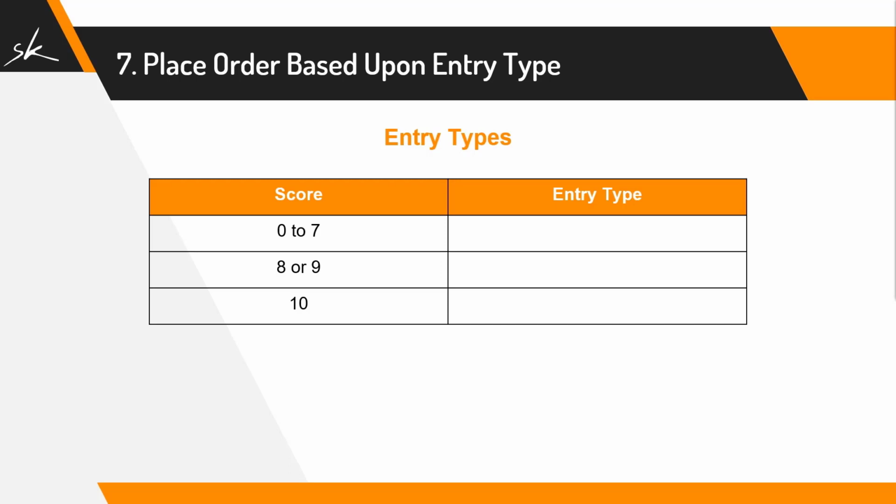Entry type will be as per the booster scoring. If the score is from 0 to 7, we will not trade the zone. If the score is 8 or 9, we can trade the zone as a type 2 or a type 3 trade. And if the score is 10, we can trade it as a type 1 trade.